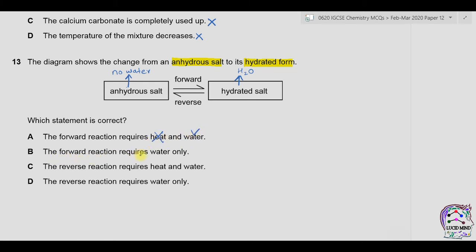B. The forward reaction requires water only. This is correct because water will make it hydrated. C. The reverse reaction requires heat and water. No, it does not require water, it actually requires only heat. So therefore when we heat the hydrated salt, H2O will be removed and it will convert into anhydrous salt. D. The reverse reaction requires water only. Again, this is incorrect, only heat is required for the reverse reaction. So the correct option is B.